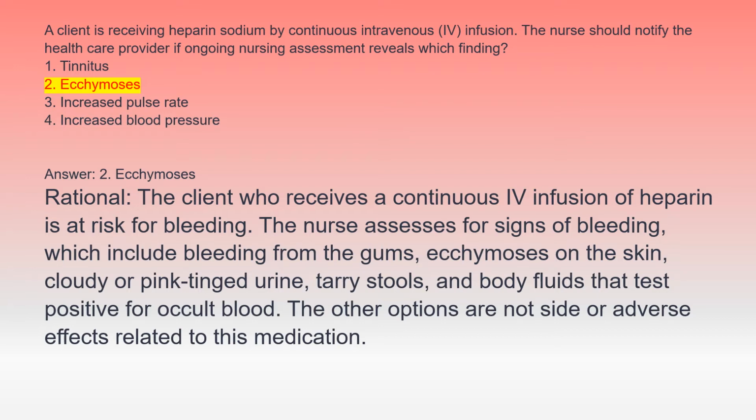The nurse assesses for signs of bleeding, which include bleeding from the gums, ecchymosis on the skin, cloudy or pink-tinged urine, tarry stools, and body fluids that test positive for occult blood. The other options are not side or adverse effects related to this medication.